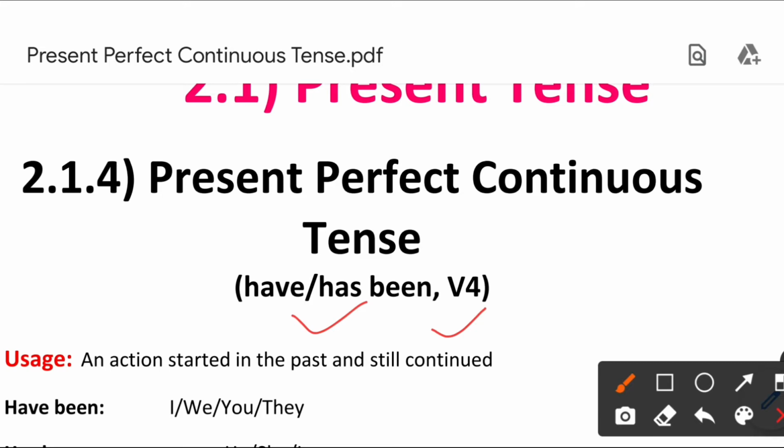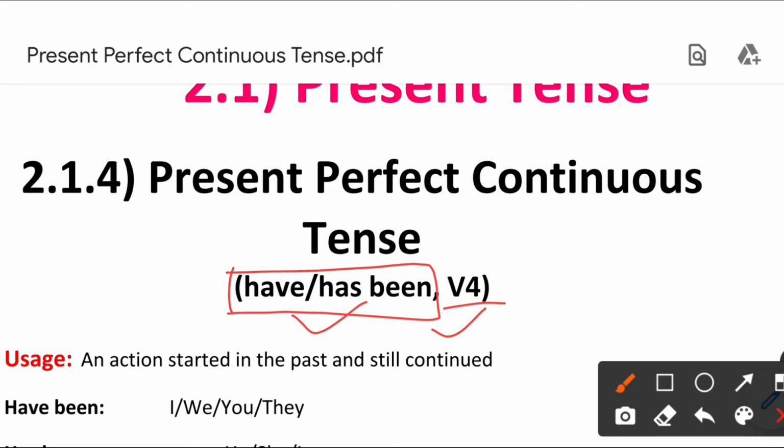Now, helping verbs are those who help verbs. Okay, that means action words, and every action word or verb has four forms. First form is present, second form is verb past form, third one is past participle, and fourth one is present participle. For example, swim, swam, swum, swimming. Okay, in this way there are four forms. So, out of these four forms, we have to use verb fourth form in this tense.